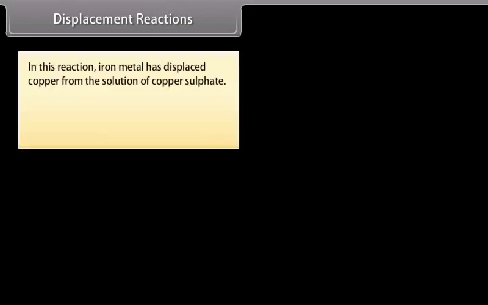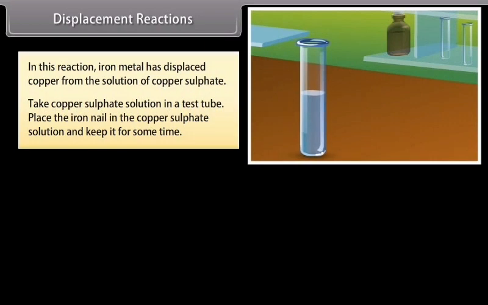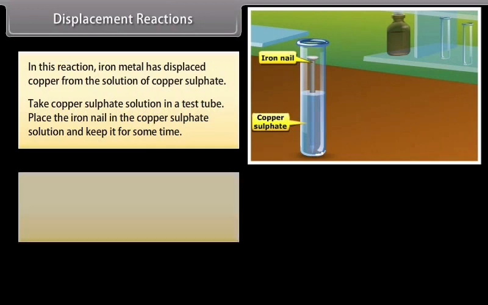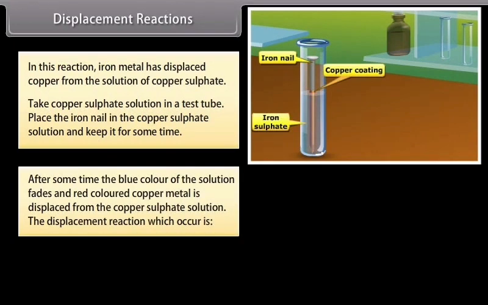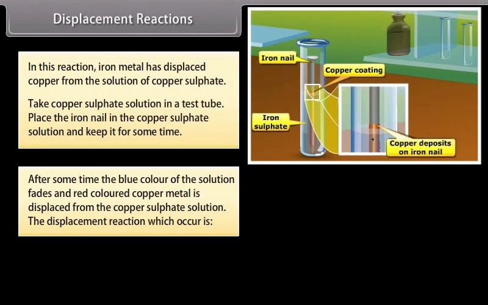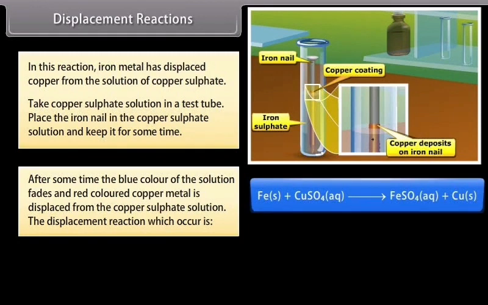In this reaction, iron metal displaces copper from the solution of copper sulfate. Take copper sulfate solution in a test tube. Place the iron nail in the copper sulfate solution and keep it for some time. After some time, the blue color of the solution fades and red colored copper metal is displaced from the copper sulfate solution. The displacement reaction which occurs is Fe plus CuSO4 gives FeSO4 plus Cu.